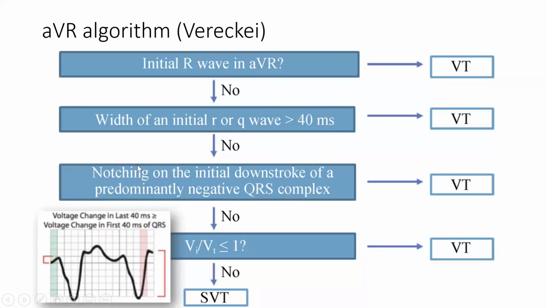Again, here the third step is notching on the downstroke of a predominantly negative QRS, and the last one is Vi over Vt, that's ventricular initiation velocity over ventricular termination velocity, and this is the first 40 milliseconds of the QRS and the last 40 milliseconds. In VT, the start should be slow. That's why it should be equal or less than one, and if so, it's a VT.